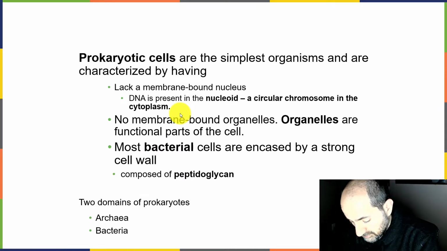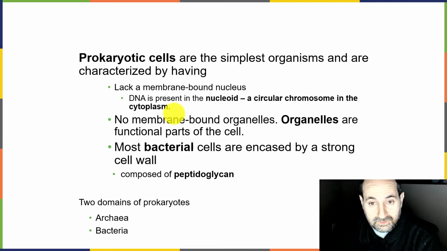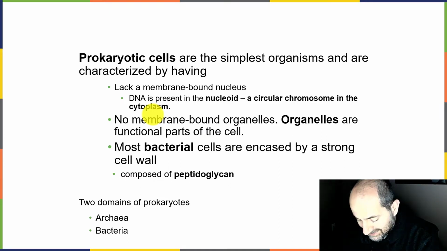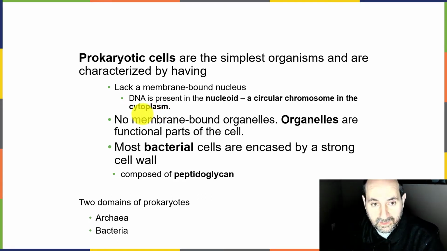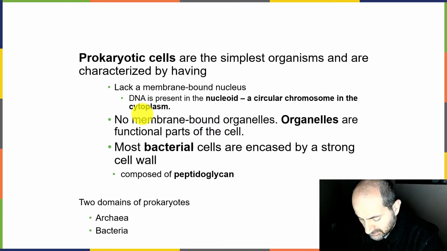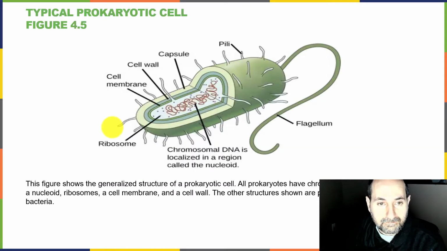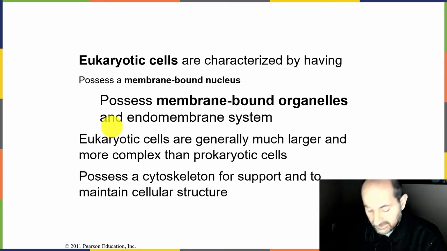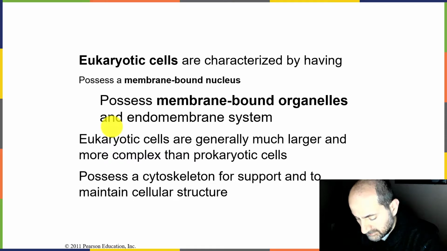Next thing to know, prokaryotes. What's special about those? We need to know that prokaryotes lack a nucleus. And what else do they lack? Remember, they lack membrane-bound organelles. I want you to know that prokaryotes lack membrane-bound organelles. And eukaryotes have membrane-bound organelles. They possess a nucleus, and they possess membrane-bound organelles.